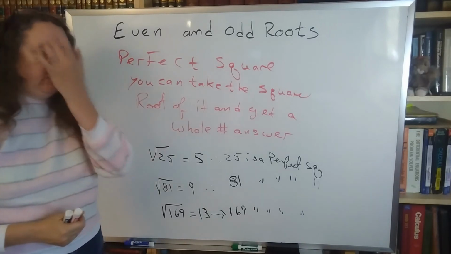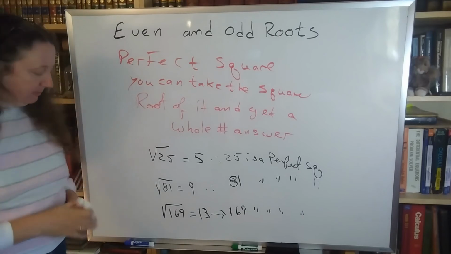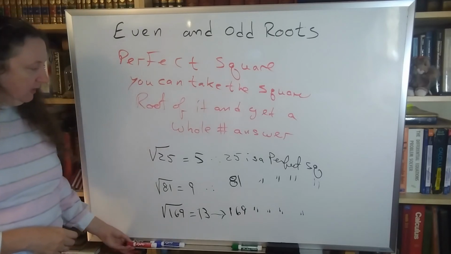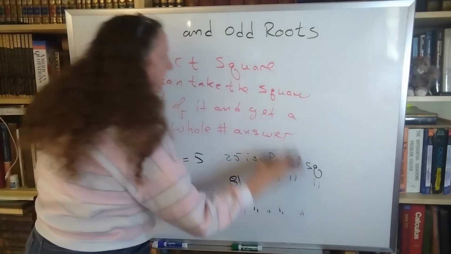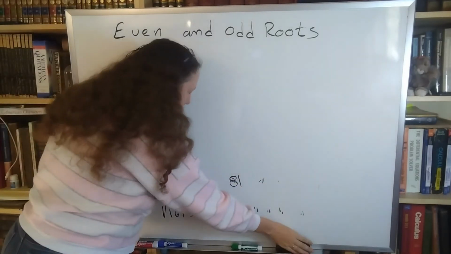Why do we need to know these? Because we will be finding exact roots of numbers. And that's where we might have to find the square root of 50.